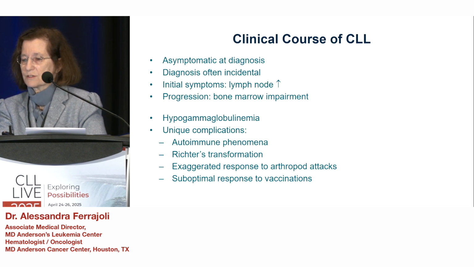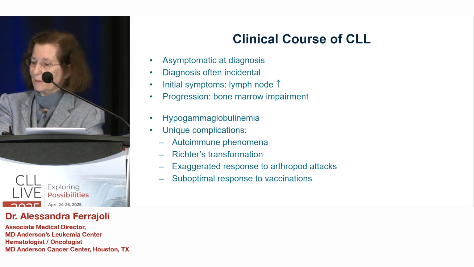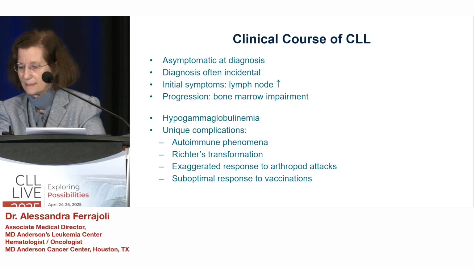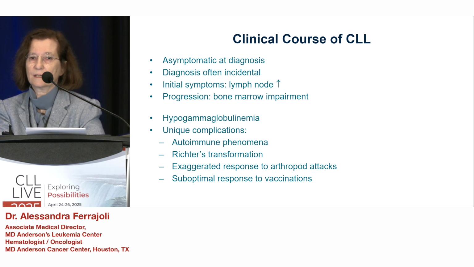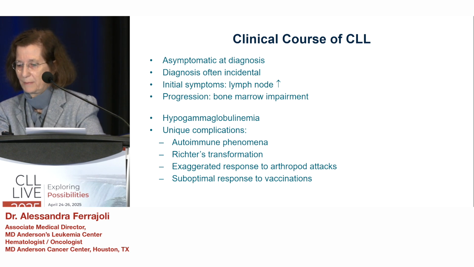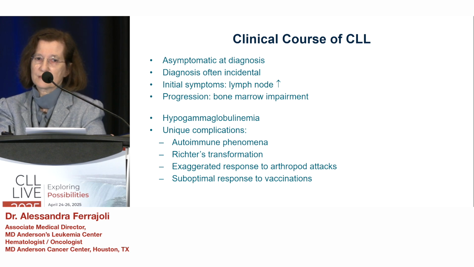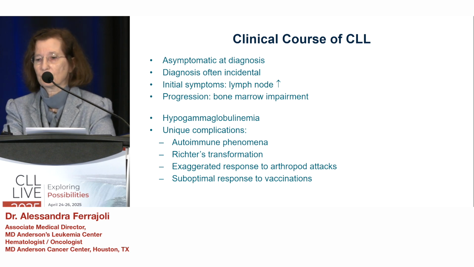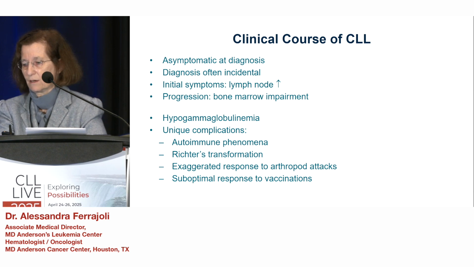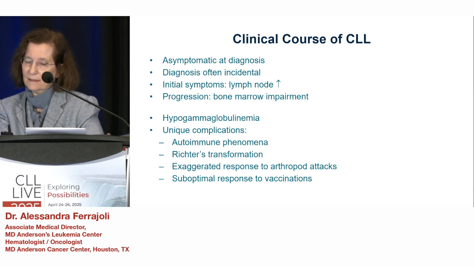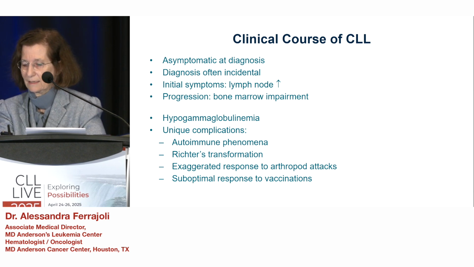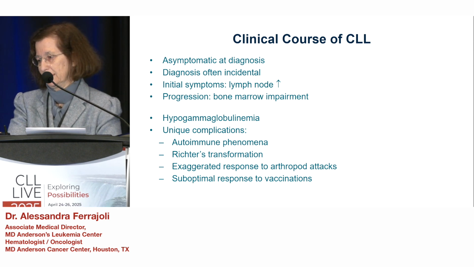The clinical course of CLL is often initially asymptomatic, but then there could be an increase in the size of the lymph nodes, there could be some progressive bone marrow involvement, and also sometimes you can have the consequences of a decreased immunoglobulin level with an increased risk of infections. And then some unique situations like transformation to Richter, that fortunately is very rare, and autoimmune phenomena.